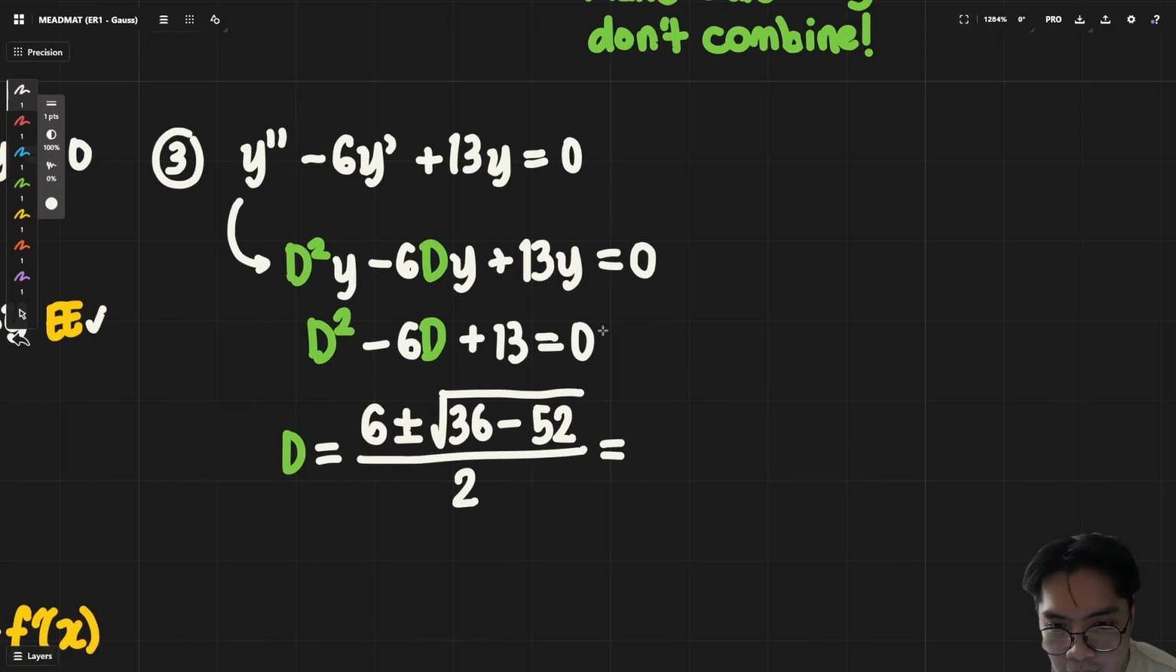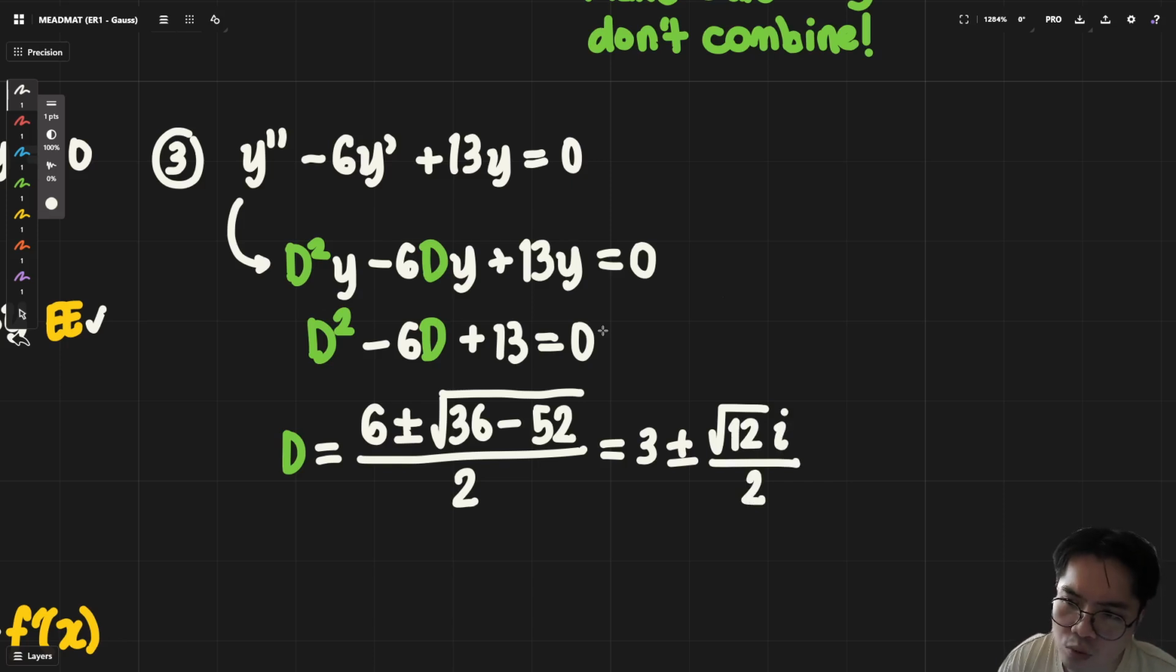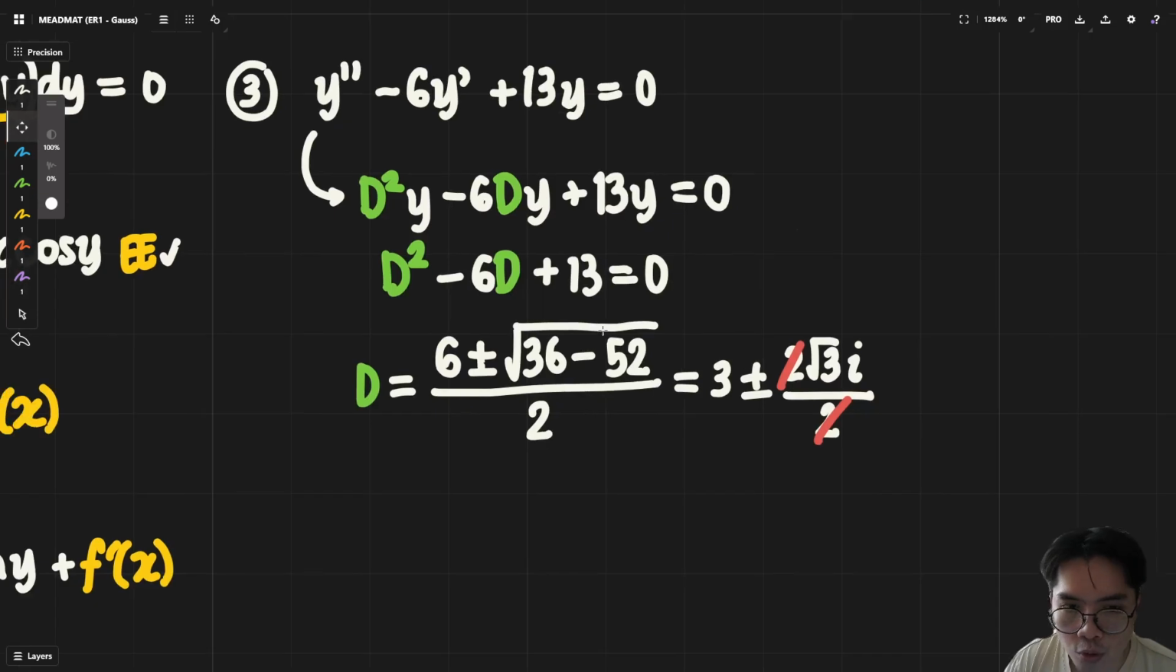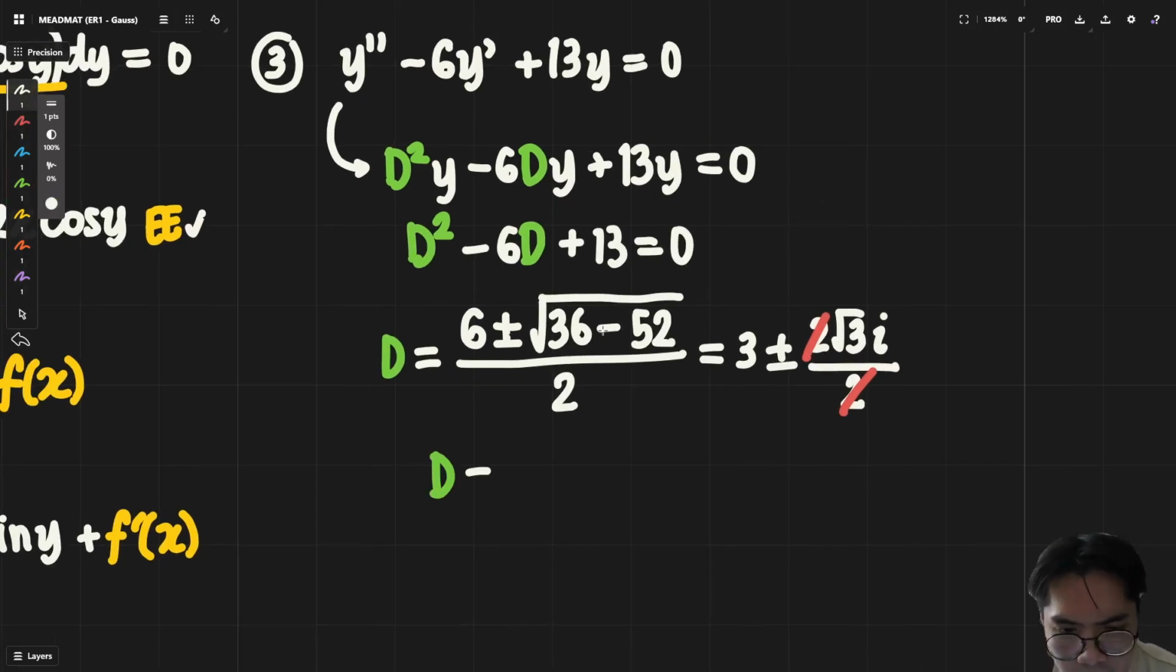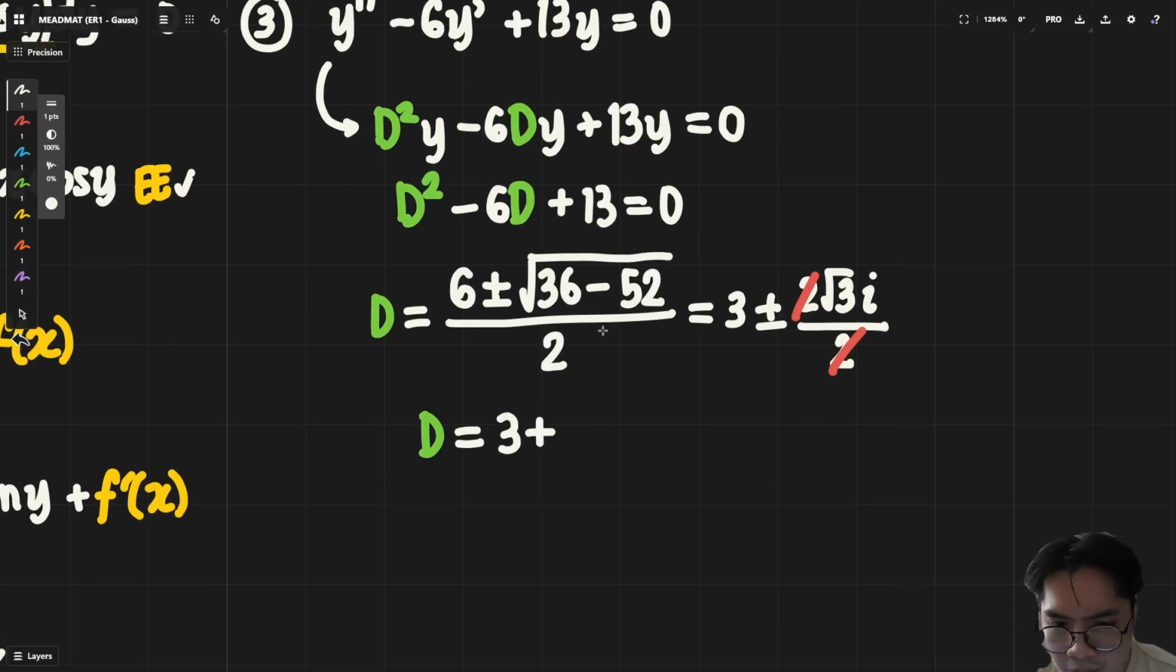We will have 3 plus minus, what is 36 minus 52? Negative 12. Square root of negative 12, or in this case square root of 12i, all over 2. Square root of 12, you can turn that into square root of 4 times 3. What you can do with that 4 is get it out of the square root, and you can turn this thing into 2 square root of 3 i divided by 2. So your values are now imaginary: 3 plus minus square root of 3 i.